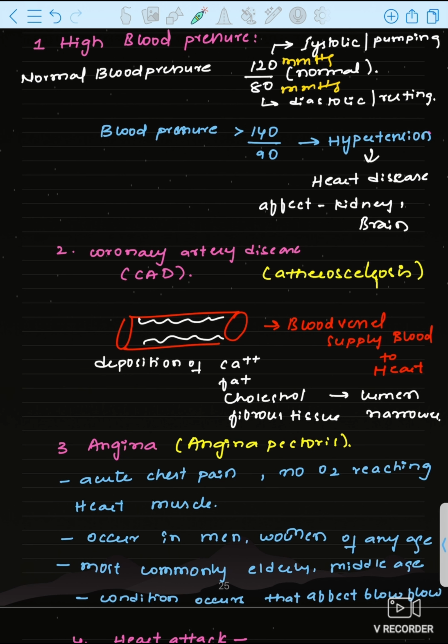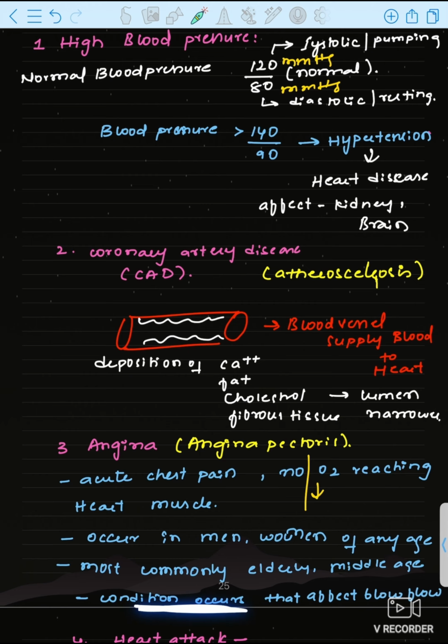First chest pain will occur, okay. Angina pectoris means what? Acute chest pain. Why chest pain is occurring? Oxygen reaching the heart muscle is decreasing, okay. That is why, decrease in oxygen reaching to the heart muscle. That is why angina will occur, angina pectoris. It will occur in men and women of any age, but commonly elderly people and middle-aged people.